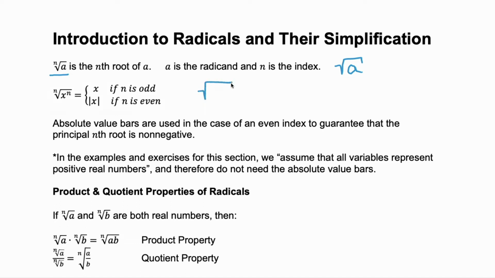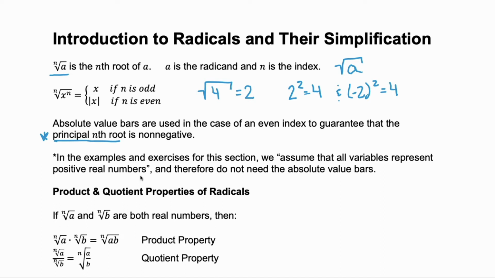Think of it this way. If you take the square root of 4, we've always thought of that as positive 2. But 2 squared equals 4 and negative 2 squared equals 4. So technically, the square root of 4 could be a positive 2 or a negative 2. But since we care about the principal nth roots right now, we're only going to look at the positive value.